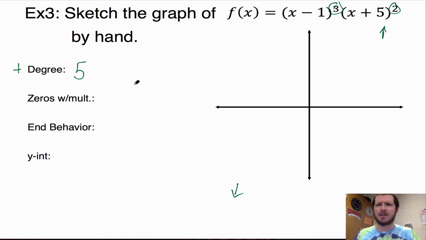All right, so let's look at our zeros next. So our first zero is going to be 1. So x equals 1. And then the multiplicity is going to be 3. It's odd multiplicity. Our second zero is a -5.